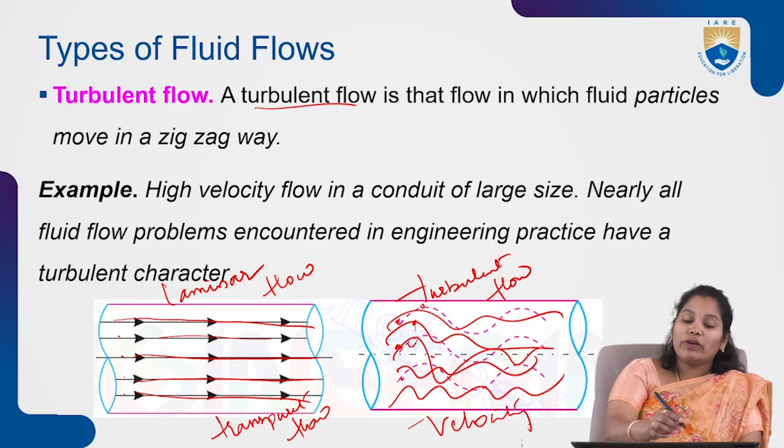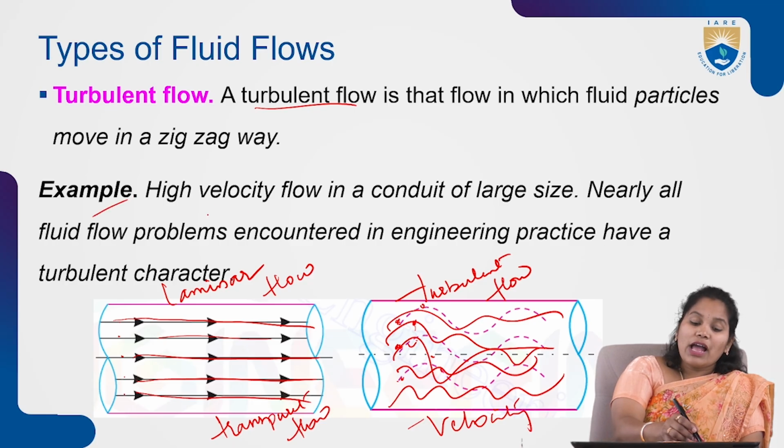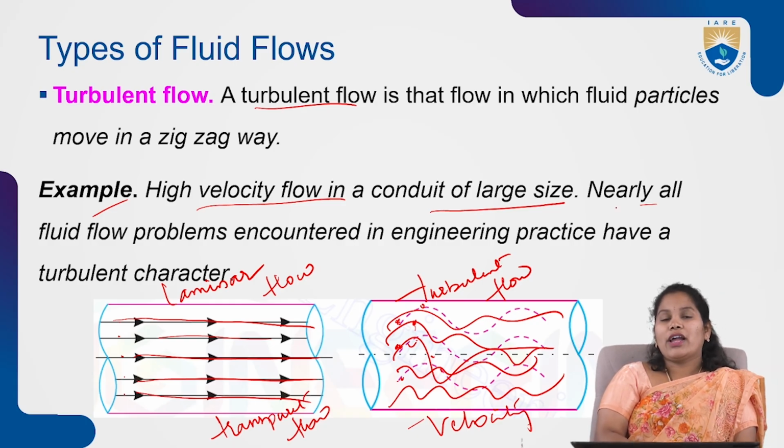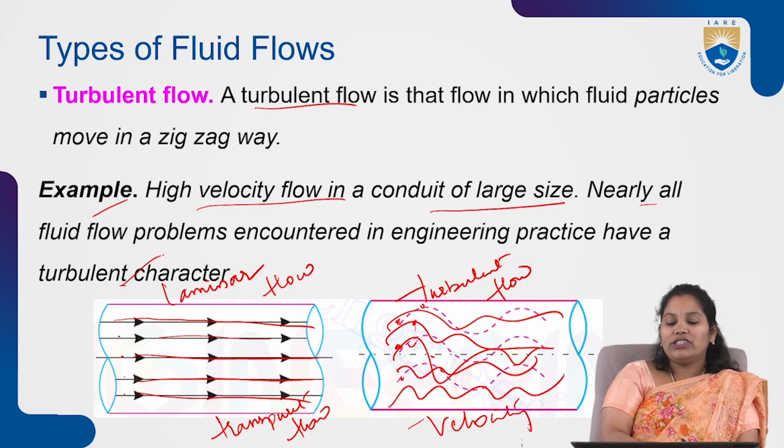This turbulent flow is very important and it is very complex to analyze. An example of turbulent flow is high velocity flow in a conduit of large size. Nearly all fluid flow problems encountered in engineering practice have turbulent characteristics. In engineering practice, we face a main problem, that is turbulent flows, right? Because of the high velocity flow in large size conduits.